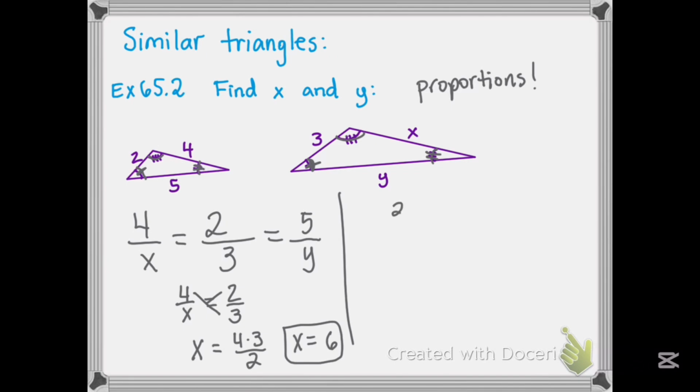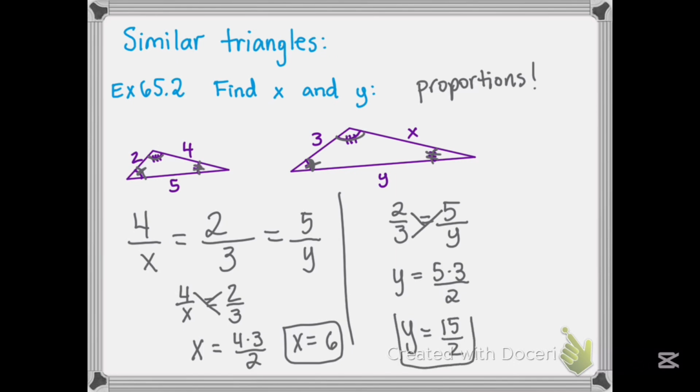Then we're going to use again the 2/3, but now we're going to use the other ratio, 5/y. And again, we do cross multiplication, 5 times 3 divided by 2. And in this case, we can now simplify, so the answer is 15/2 or 7.5.